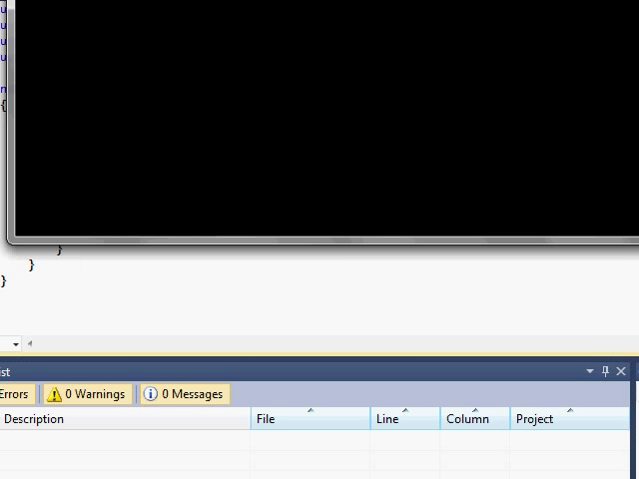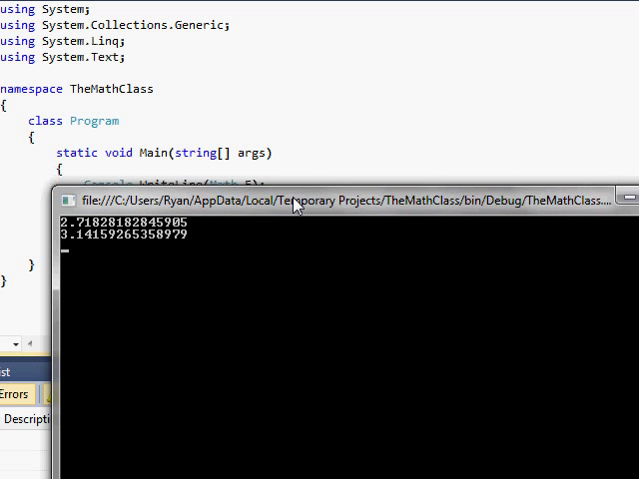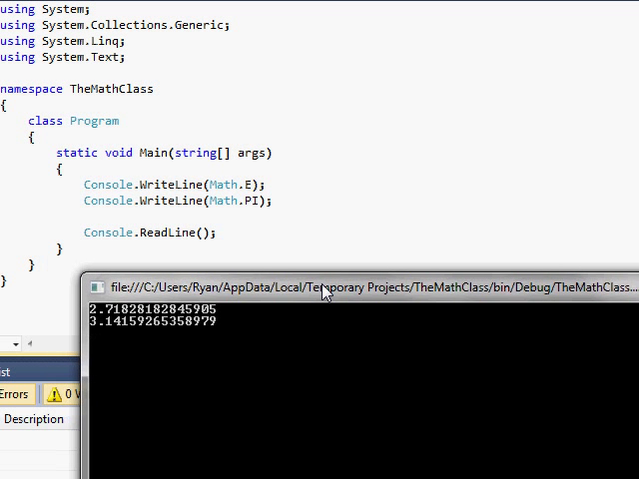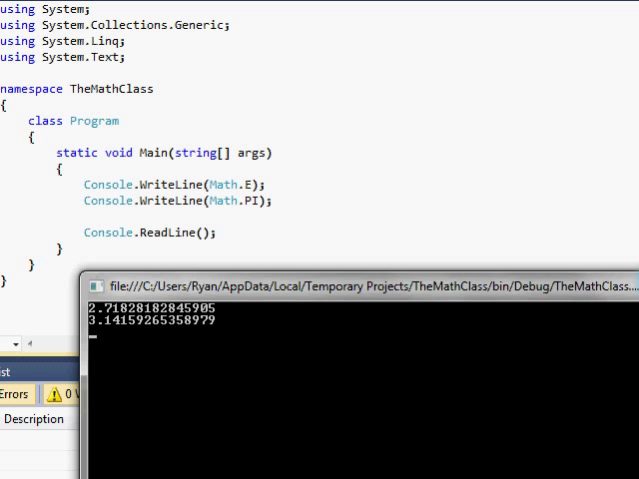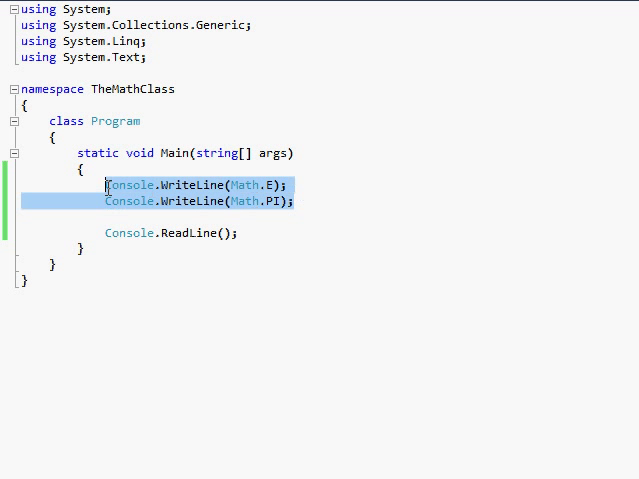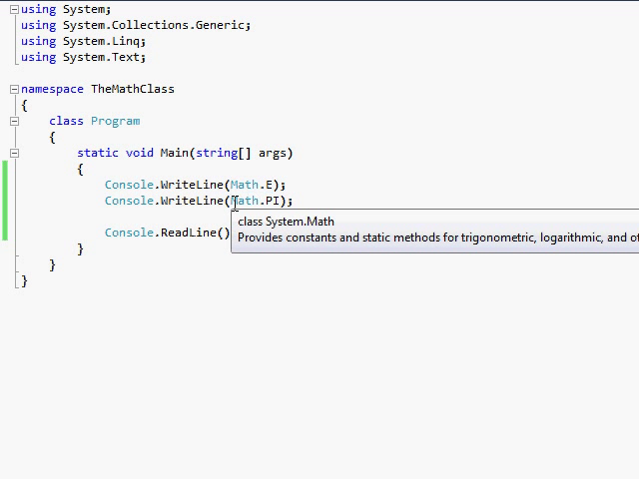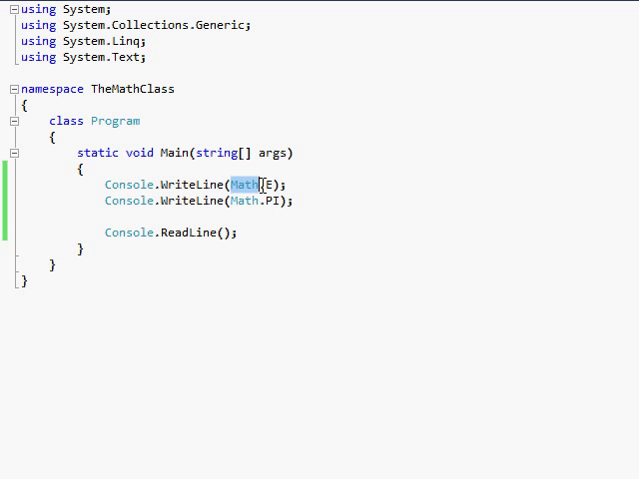Let's run. 2.718, 818, 28, 45905, okay, whatever. I'm not going to give you a math lesson as to how they calculate these, but that's what that does. And the reason I have to put these in a Console.WriteLine is because they're variables basically. Everything in the Math class is a return method, and I'm going to talk about that probably in the next tutorial or the one after that, when I start talking about how to make your own classes and stuff.